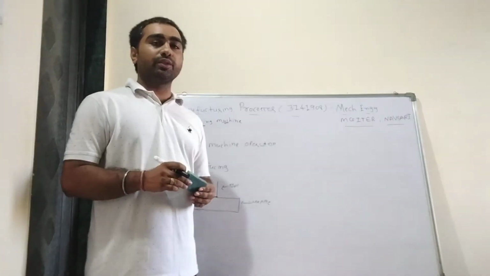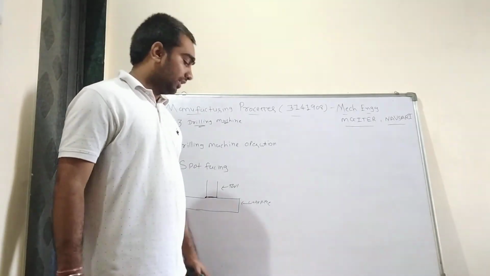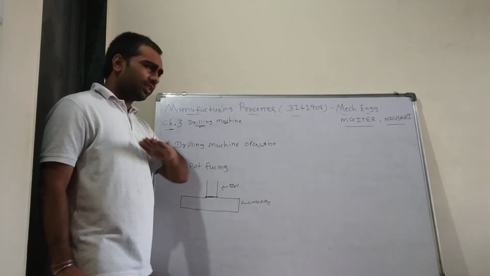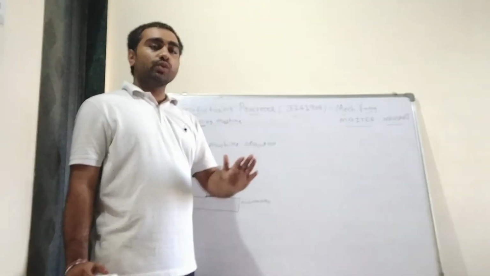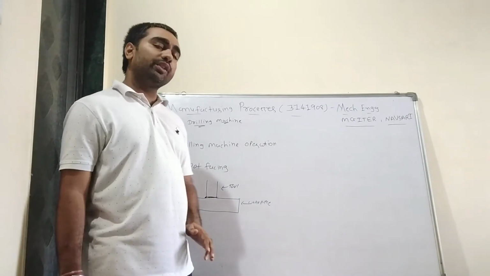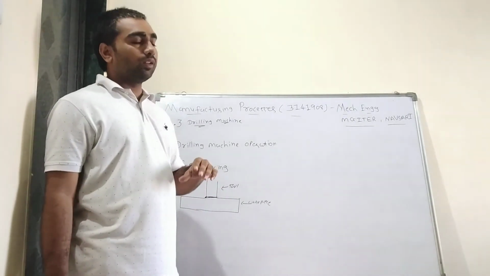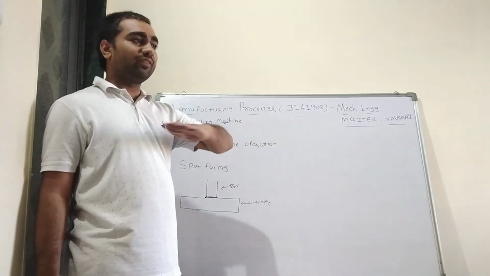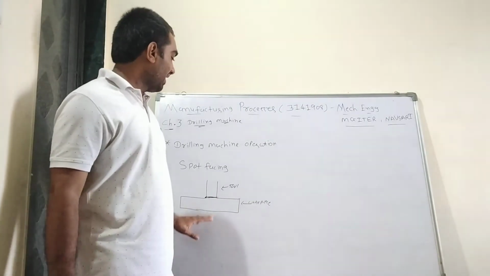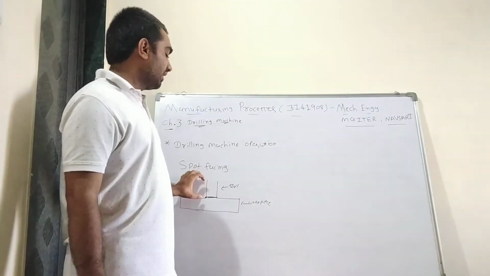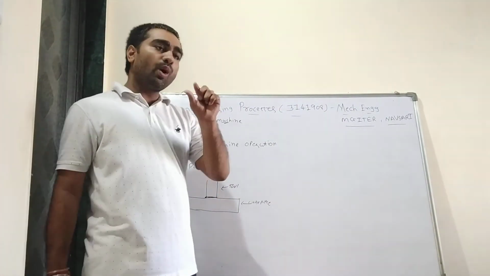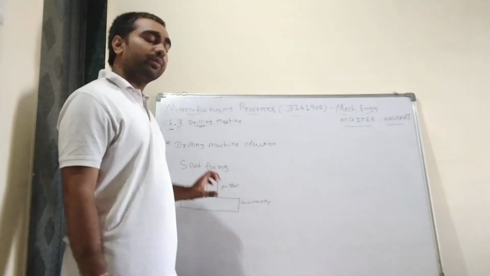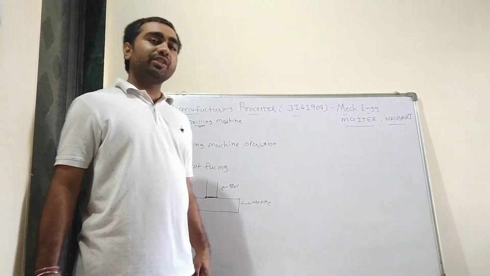The next operation is the spot facing operation. In this operation, the work is done only on the surface of the workpiece. It is used when a flat seat is needed for a washer or a nut to sit on the workpiece, and to create a flat surface for machining. Whenever the surface of the workpiece must be slightly removed, spot facing is used. Next operation is tapping.